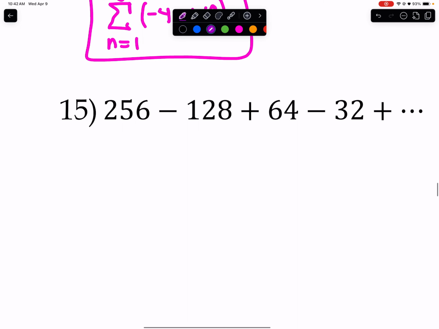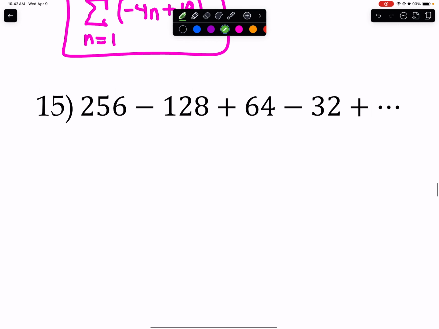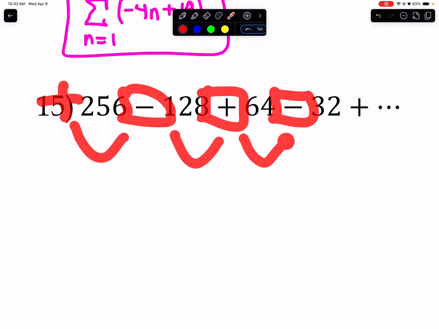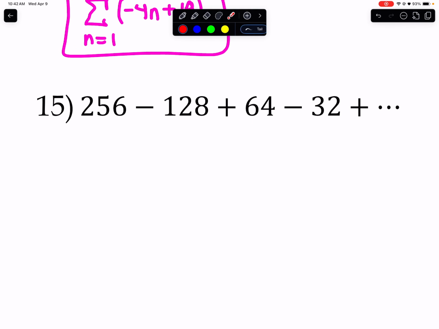Okay, so 15. So looking at this one, I'm going from 256 to negative 128 to positive 64 to negative 32. So the important part here, hopefully that's obvious, is notice how we are alternating signs. So the first value is positive, so we go from positive to negative to positive to negative, so we have an alternating sign. Whenever you have an alternating sign like this, what that tells you is you're going to multiply by a negative. So to go from 256 to negative 128, we're going to multiply by a negative 1/2.